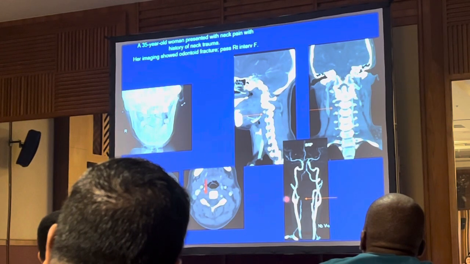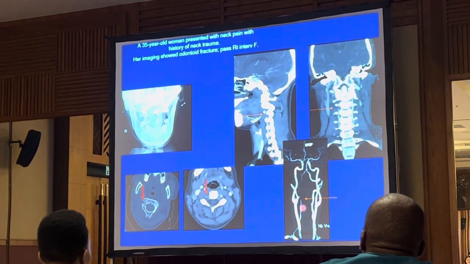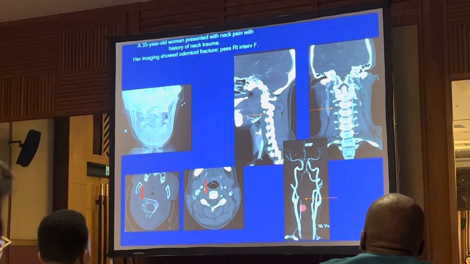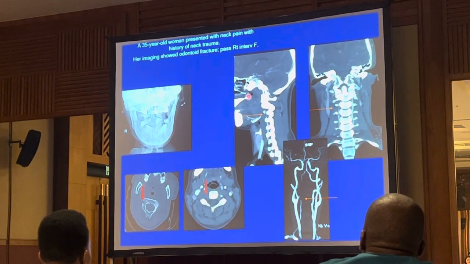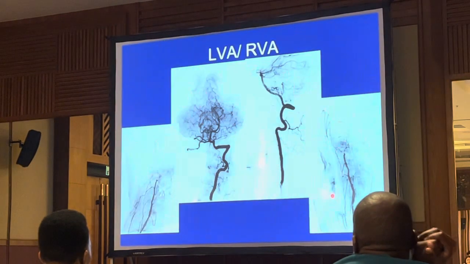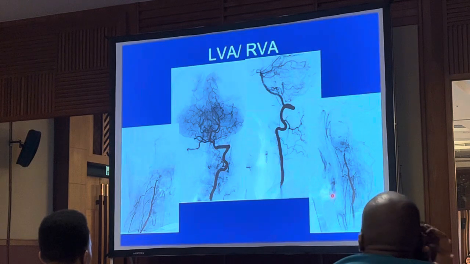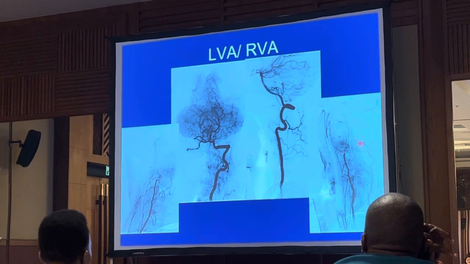However, the more common outcome is abrupt occlusion. We had this case related to trauma, with a history of neck trauma and an odontoid fracture, and the dissection was seen lower down. This is the more common type of dissection, the one that becomes occluded.